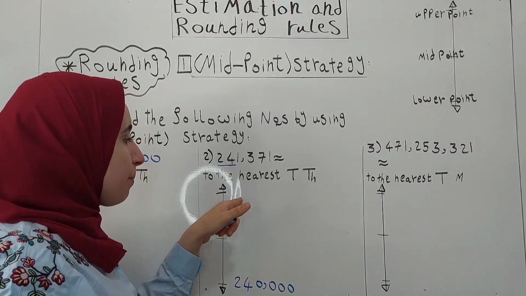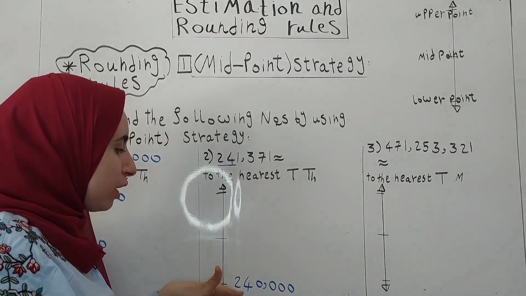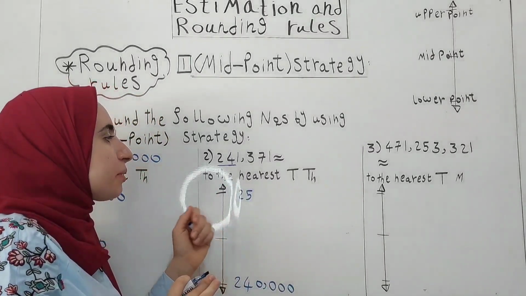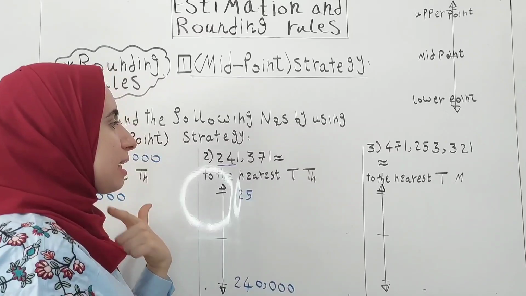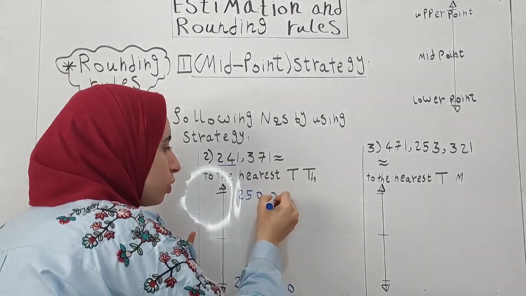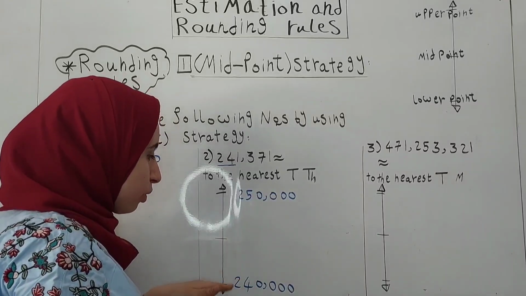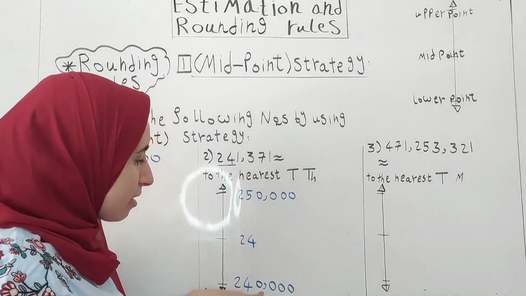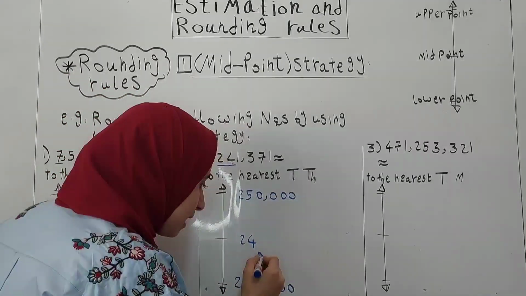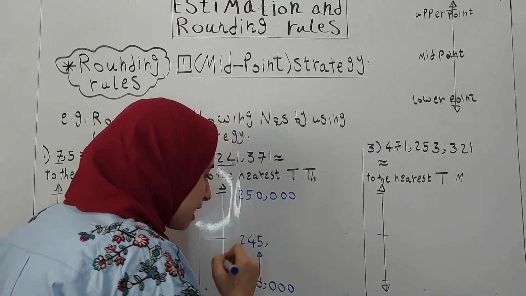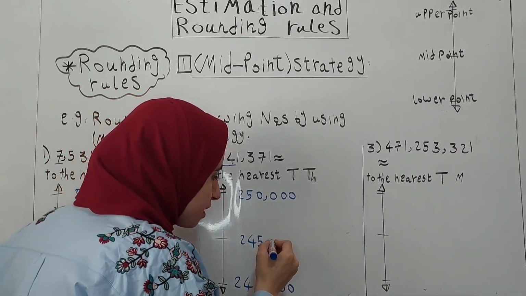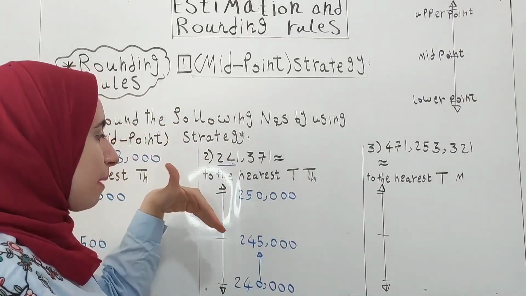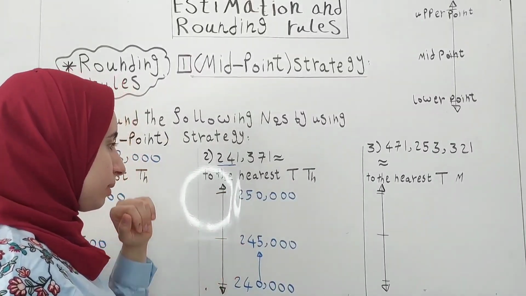Now, to write the upper point, we add 1 to 24. It will be 25. So we write 25, and we replace the digits in the last places with how many zeros? 4: 1, 2, 3, and 4. Now, to write the midpoint, we put 24 as it is and replace 0 in the highest place with 5. Then we complete with the same number of zeros. So we put 3 zeros. Now, is this number above the midpoint or below the midpoint?